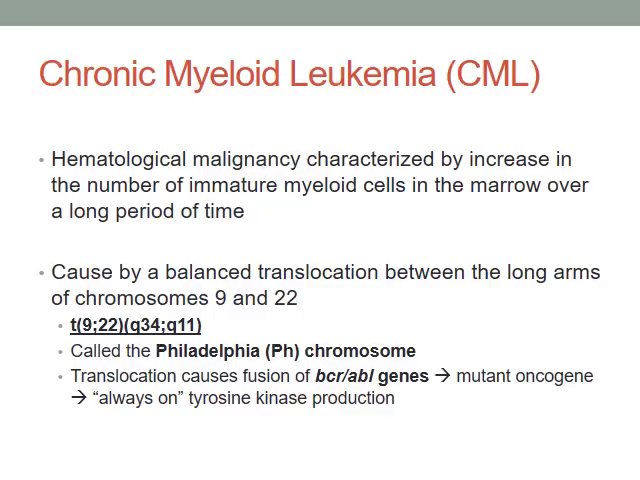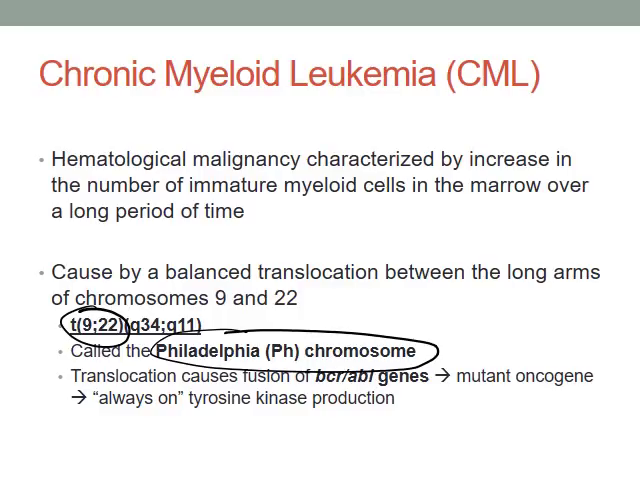CML is caused by the translocation of chromosomes 9 and 22, and this is called the Philadelphia chromosome, a very important term to know for boards. This translocation makes the formation of the BCR-ABL gene, which is a mutagenic oncogene. This oncogene causes the production of tyrosine kinase to not turn off. So the patient has what is called an always-on tyrosine kinase production. This causes buildup of tyrosine kinase.